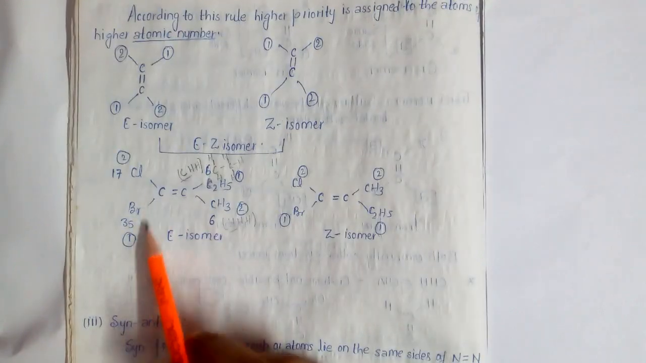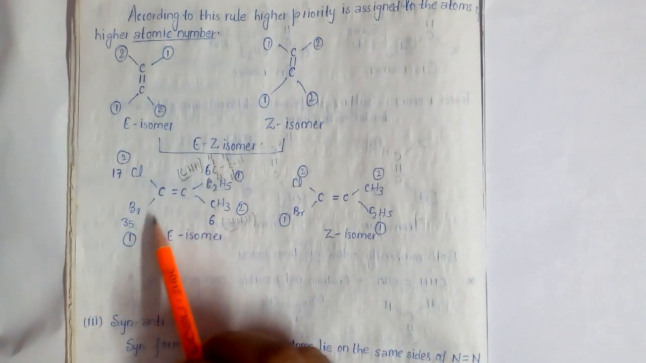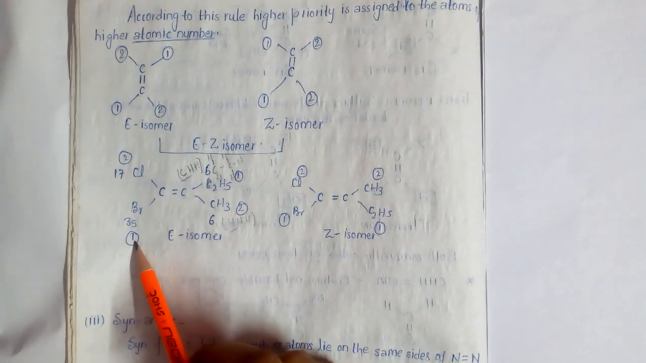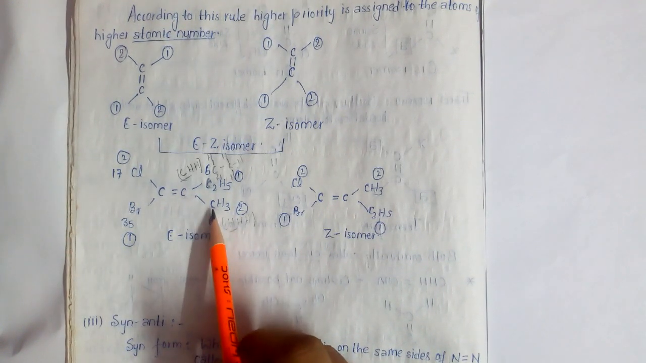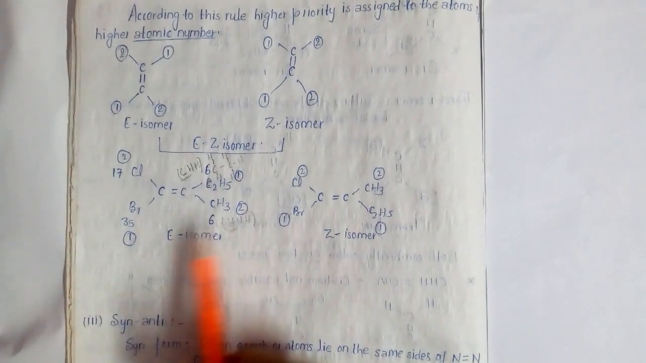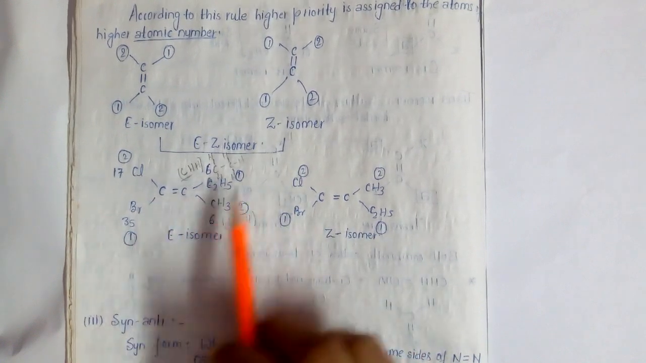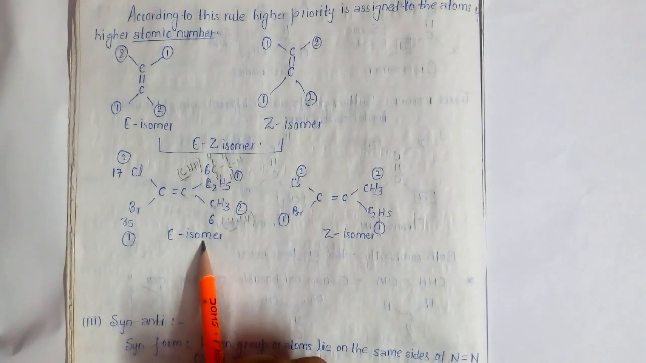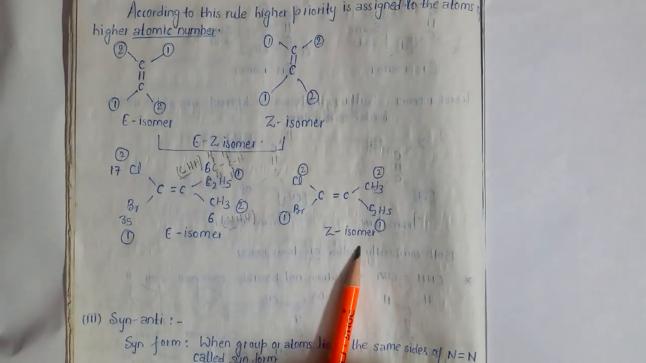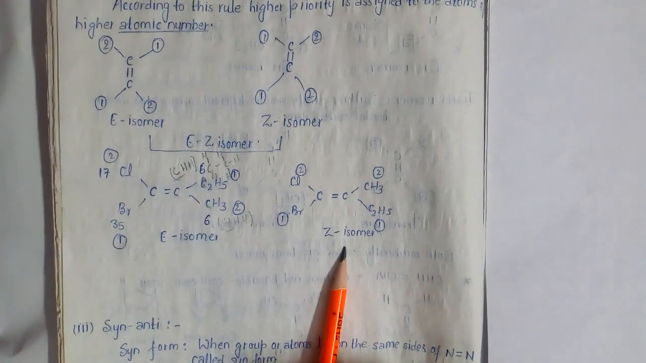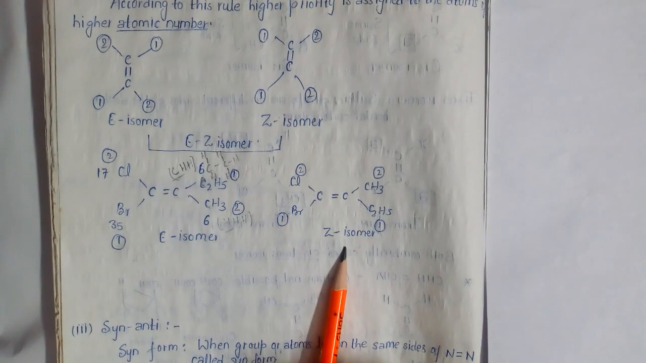Now, above or below the plane, because this is a planar molecule, bromine has first priority, and in this case CH3 has second priority. It means the first priorities are not on the same side. It means the first priority is on the opposite side, and this is called E isomer. If the first priorities are on the same side, this is called Z isomer. This is all about cis-trans isomerism and EZ isomerism. Thanks.